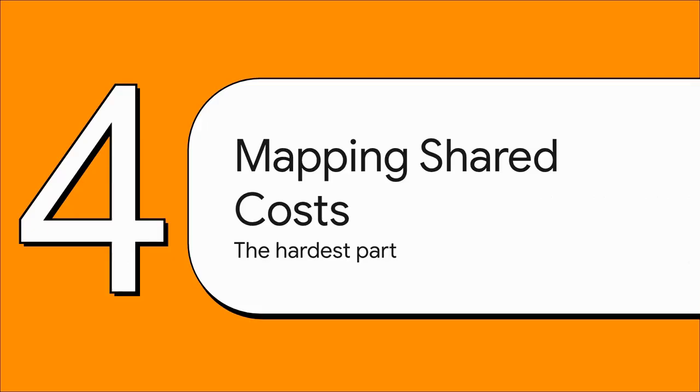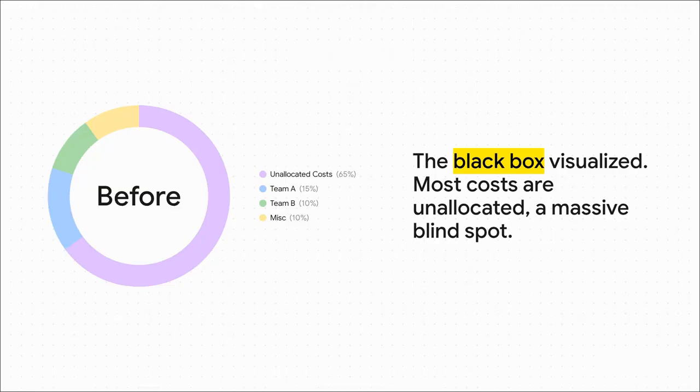Now, tagging the easy stuff is one thing, but what about that gnarly, really complex world of shared services? This is where most FinOps initiatives just hit a wall. I mean, how do you attribute the cost of a resource that literally everyone is using? Take a good, long look at this, because this is the reality for most organizations.